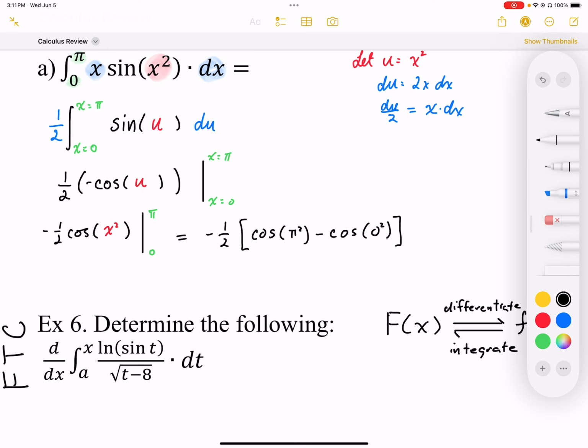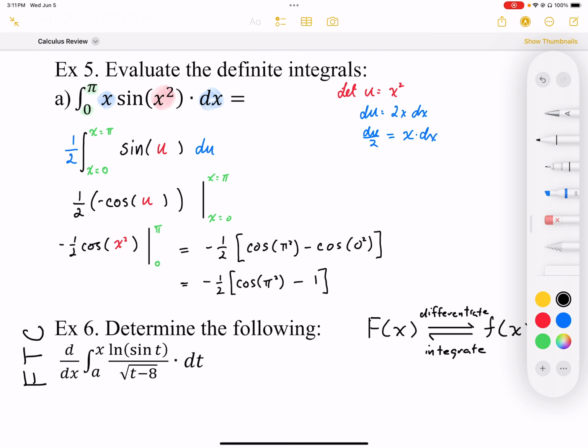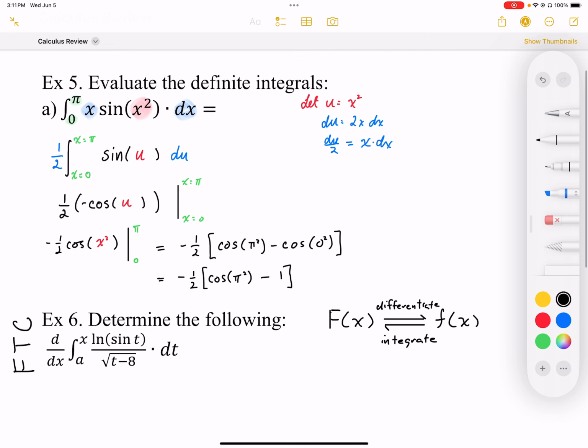Well, the cosine of 0 is equal to 1, so I get negative 1/2 cosine of pi squared. I can't evaluate that. There's no exact value for that because it's not pi, it's pi squared. And then minus 1, and that represents my definite integral. Okay, so that represents the displacement on the antiderivative function.